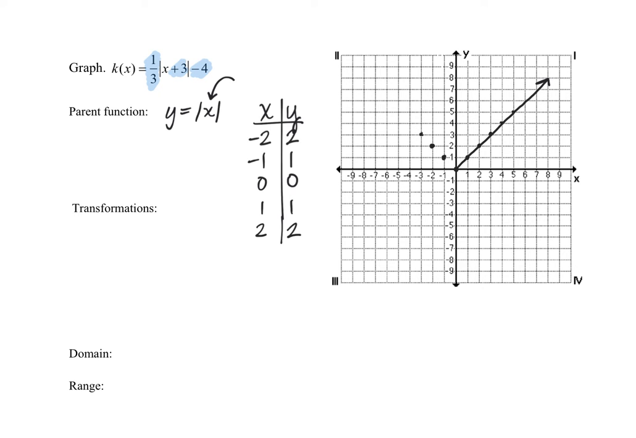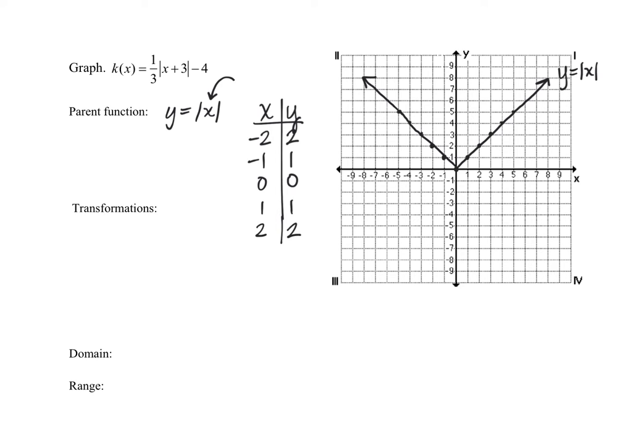So you can go ahead and continue plotting some additional points, and then using a straight edge, we want to be as accurate as possible, to go ahead and graph in your V. And this is our parent function, the absolute value of x. So we expect our graph of k of x to have a similar shape, but we're going to use our transformations to see how the graph has changed.